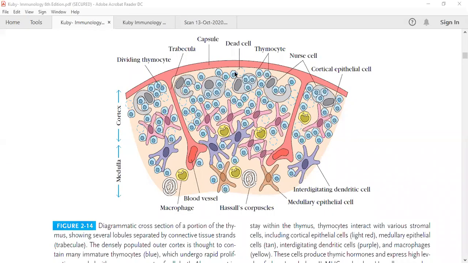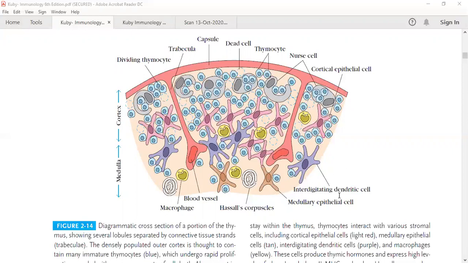When these mature T cells or thymocytes move towards the medullary region or the central region, they will encounter these antigen presenting cells, and therefore they will be selected. If they interact with self MHC molecules or self antigens, then they will be deleted. They will be killed. And in this process, more than 95% of the cells will be killed. We will see how it is happening.